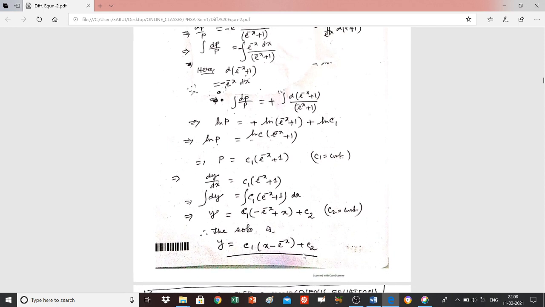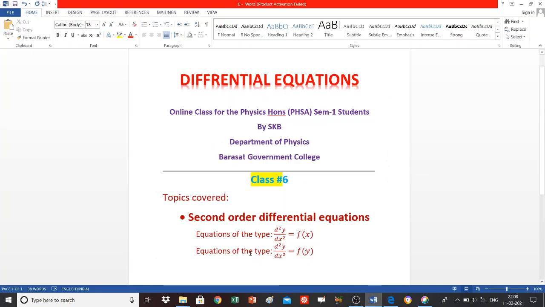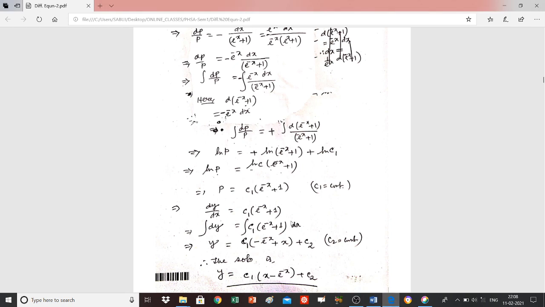So in this class you learned how to solve a second order differential equation like d2y by dx square is equal to f(x), and also the kind of equations having the form where y is absent in d2y by dx square. So this is the end of this class, and you need to just practice and everything will be clear to you.